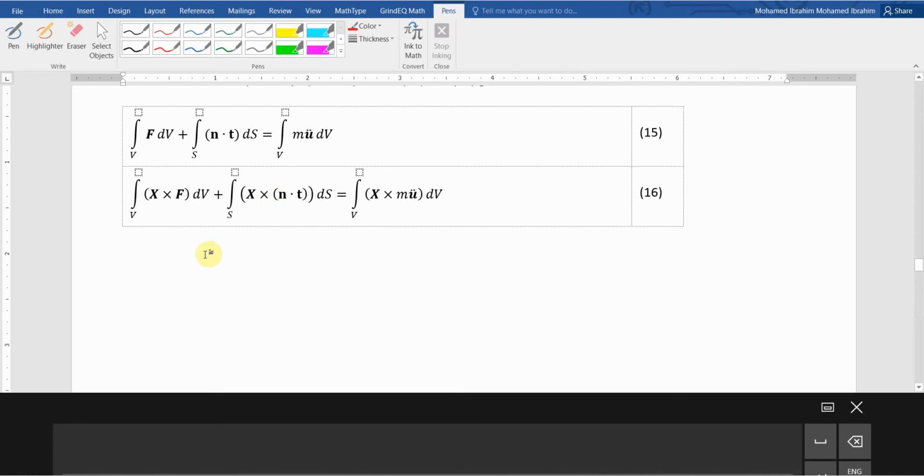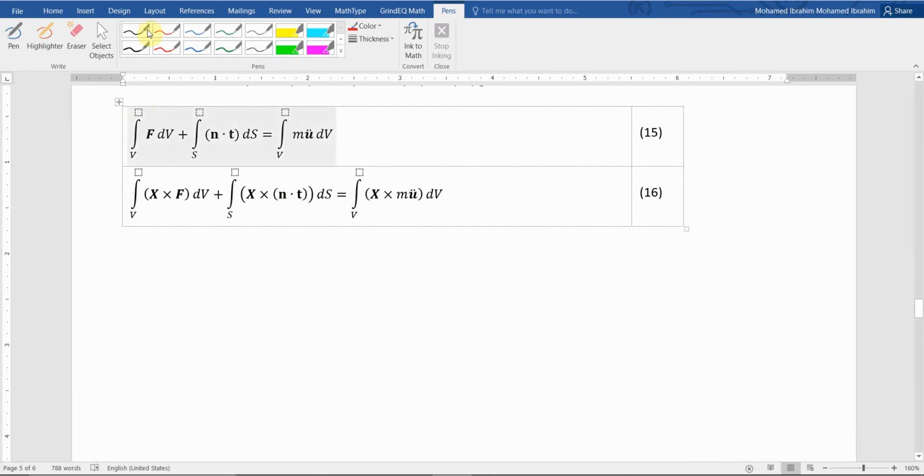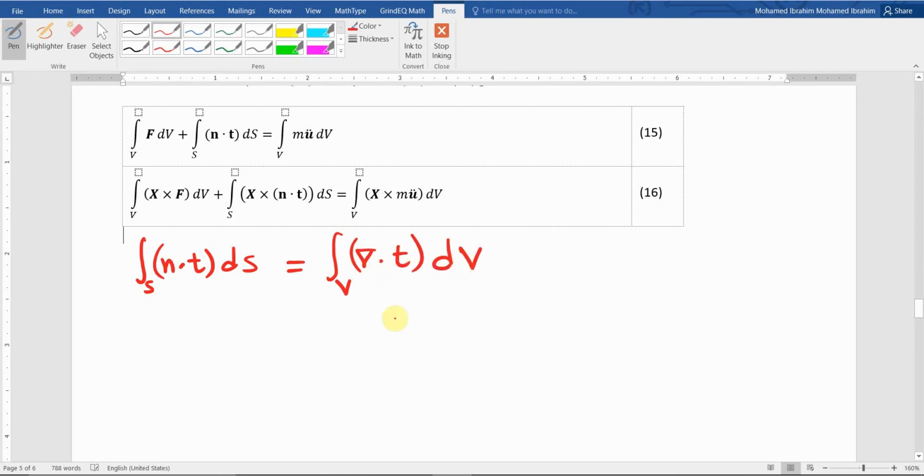So we're gonna end up with these two equations. According to the divergence theorem, this term, the integration over the surface of n dot t, where t again is a second order tensor, and I'm gonna let you know what this second order tensor is, ds, should equal the integration over the volume of the divergence of the same tensor t dv. This is the equivalent integral form to this surface integral form.